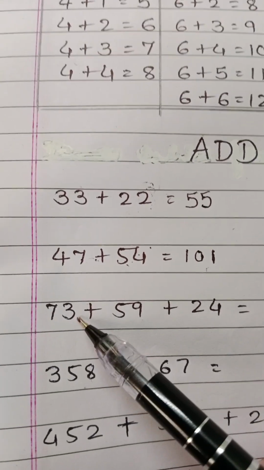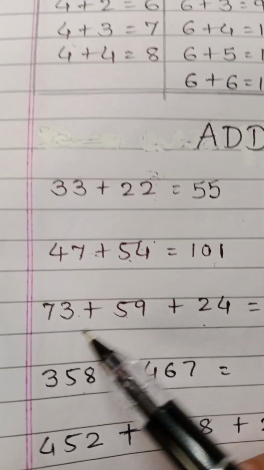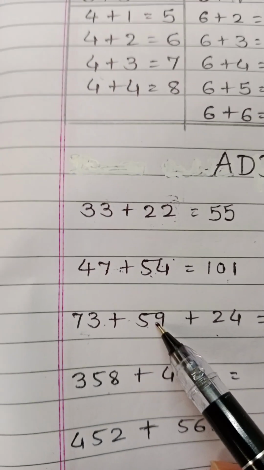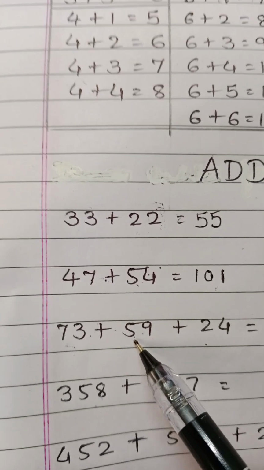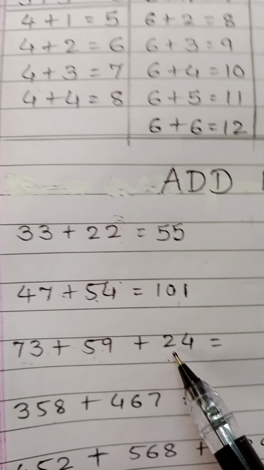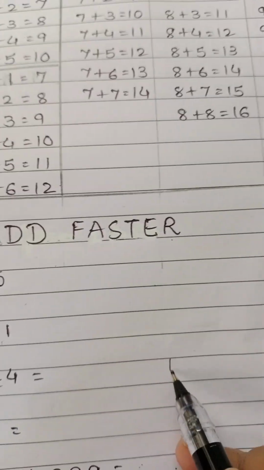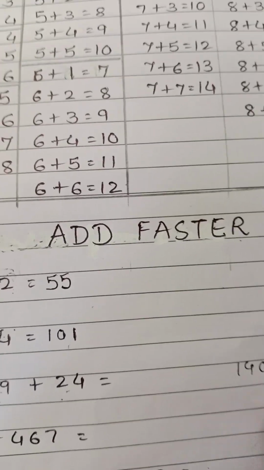Now see here, 73, 59 and 24. Here in 73, you know 70 is there. Here 50 is there. So if you add 70 and 50, you know 7 plus 5 is 12. So 70 plus 50 will be 120. 120 plus 20 is 140. Now this 140, you have to keep it in your mind. Okay, if you think that you will be forgetting it, then you can write it down.